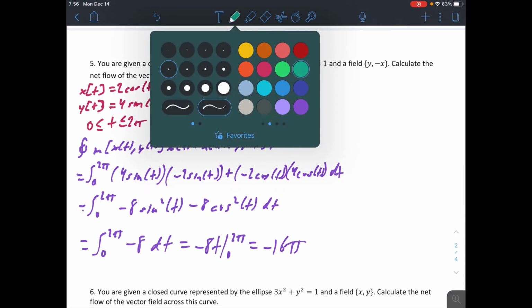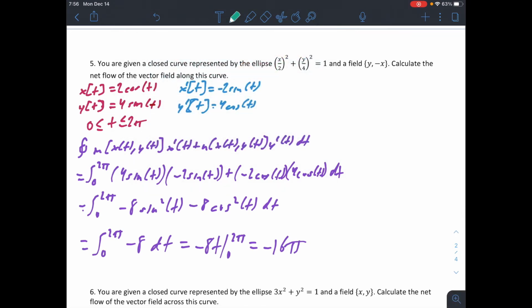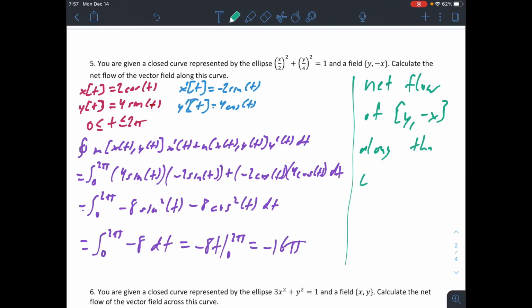So to answer our question finally, the net flow along, so I'm going to write that down here. Net flow along, actually let's be more specific. Net flow of this field along the curve, since it's negative, is against the vectors, so clockwise.